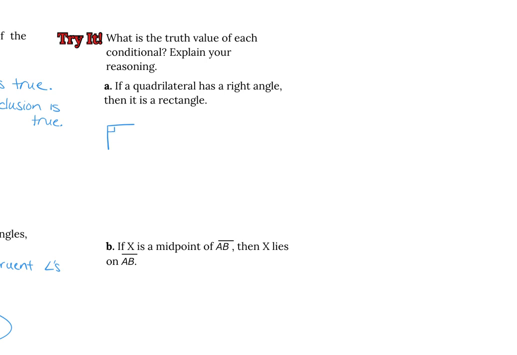Okay, so here I've got a right angle, but I drew a quadrilateral that is not a rectangle, so this would be false. So my hypothesis is that I have a quadrilateral that has a right angle. My conclusion would be that it is a rectangle. Well, the conclusion is false. That is not a rectangle, so this conditional is false.